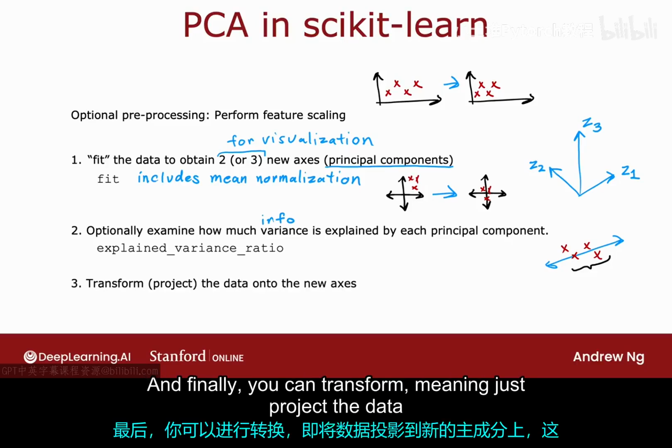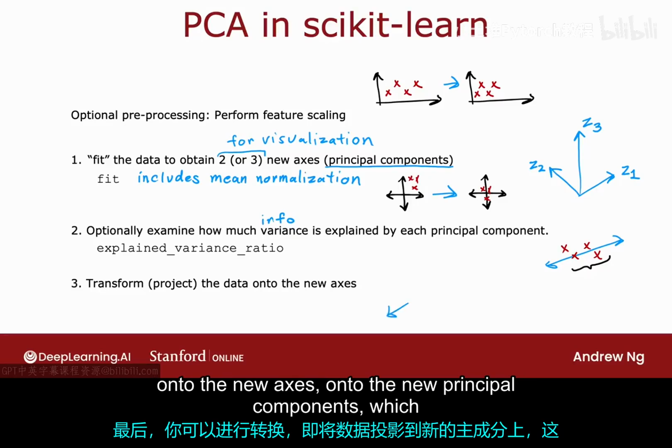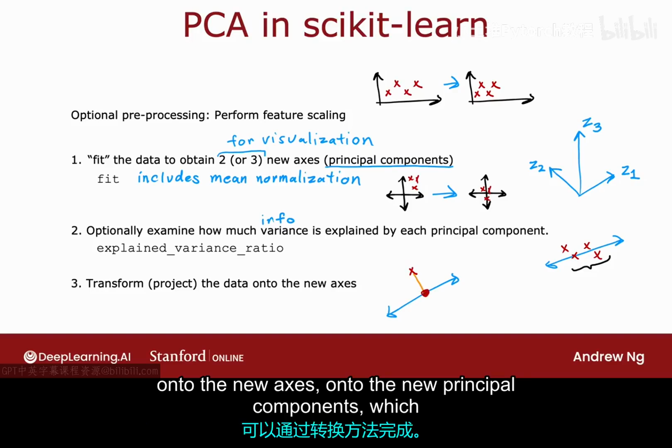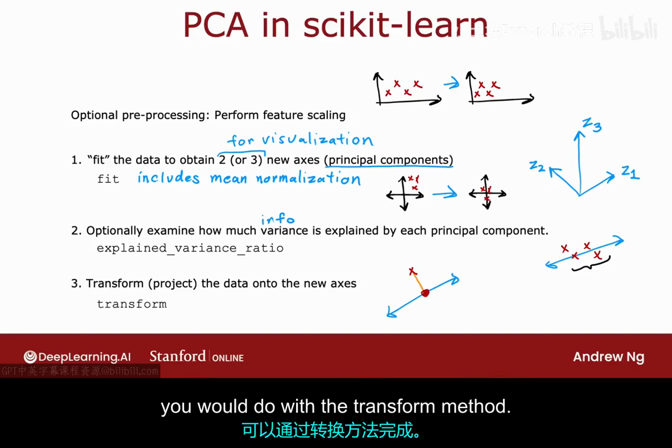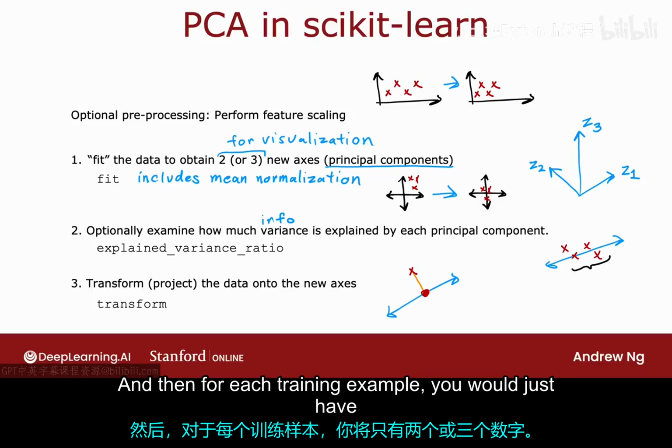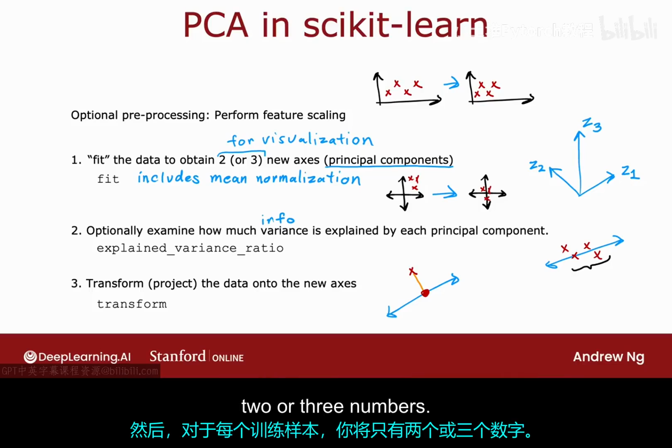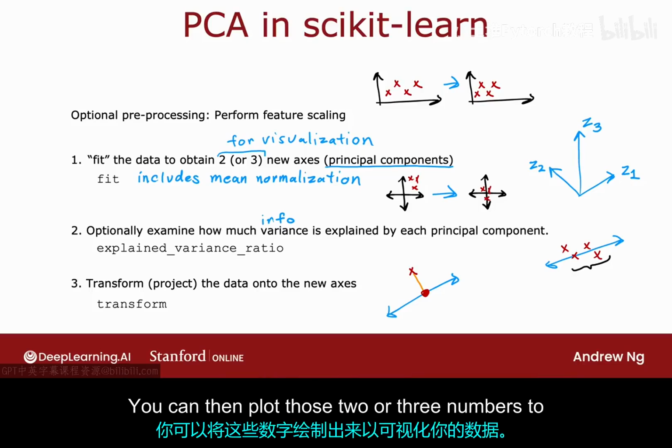And then finally, you can transform, meaning just project the data onto the new axes, onto the new principal components, which you would do with the transform method. And then for each training example, you would just have 2 or 3 numbers. You can then plot those 2 or 3 numbers to visualize your data.